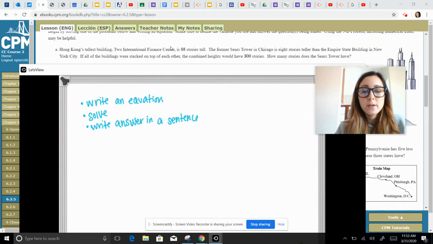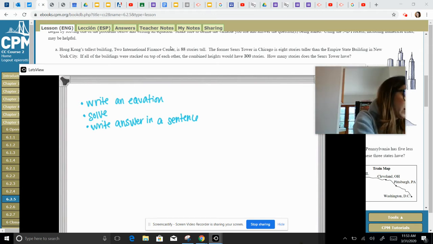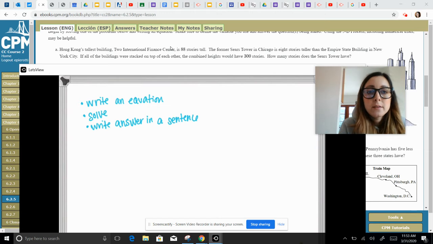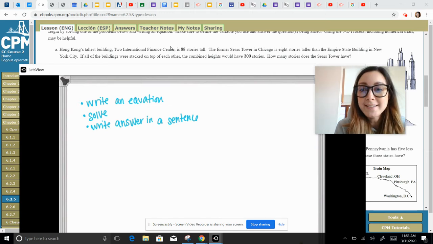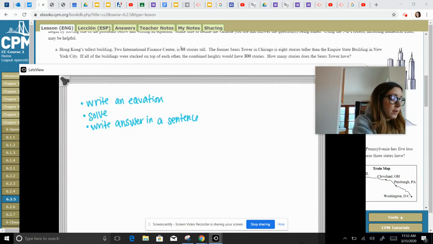So I'm going to show you how I read through this problem and then what I decide is going to be the variable and how I relate the other unknowns to that variable. So this one is talking about buildings. Hong Kong's tallest building, Chu International Finance Center, is 88 stories tall. So that's our first fact that we're looking at. So Hong Kong's tallest tower is 88 stories.